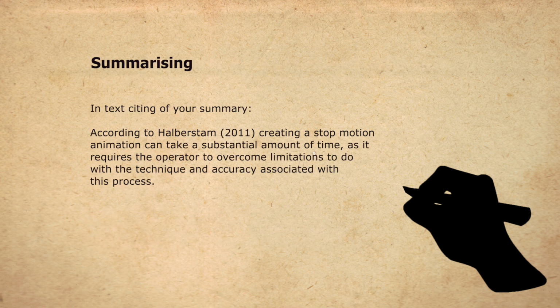Now, with summarizing, all you need when you're citing your summary is to again include the name of the author, and also have the year of publication in rounded brackets.